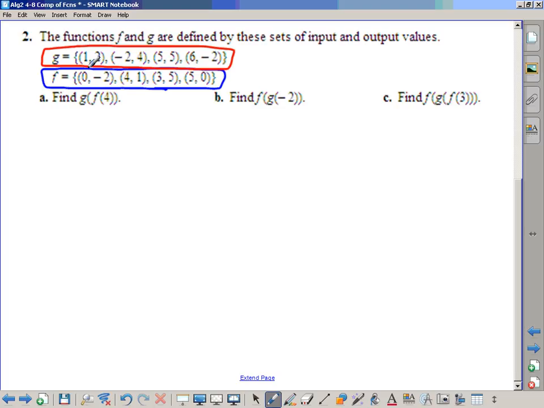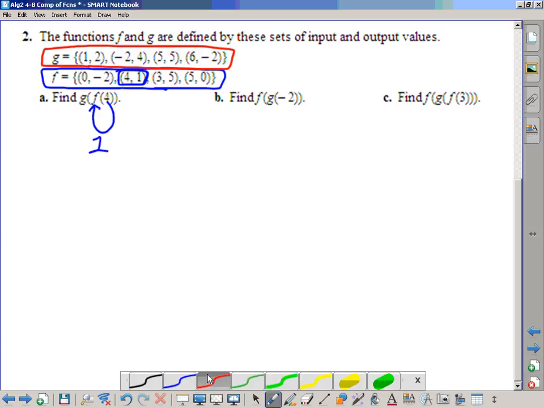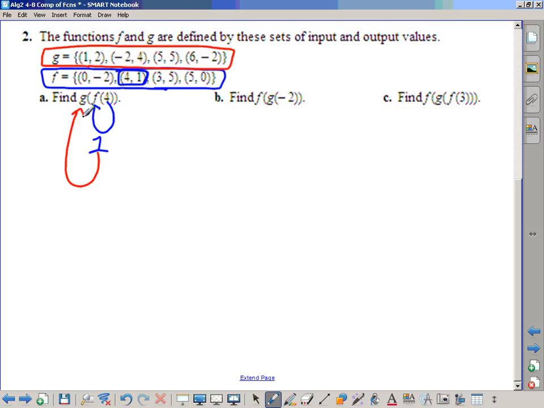So when they ask you to find g of f of 4, we're going to work backwards and look up 4 in f's equation first. So you look up 4 as the input. Here it is. When the input is 4 in f, the output is 1. That blue output number becomes our new red input number. We now need g of 1. So you look up in g's equation where x is 1. What's y? 2. So my final answer would be 2.